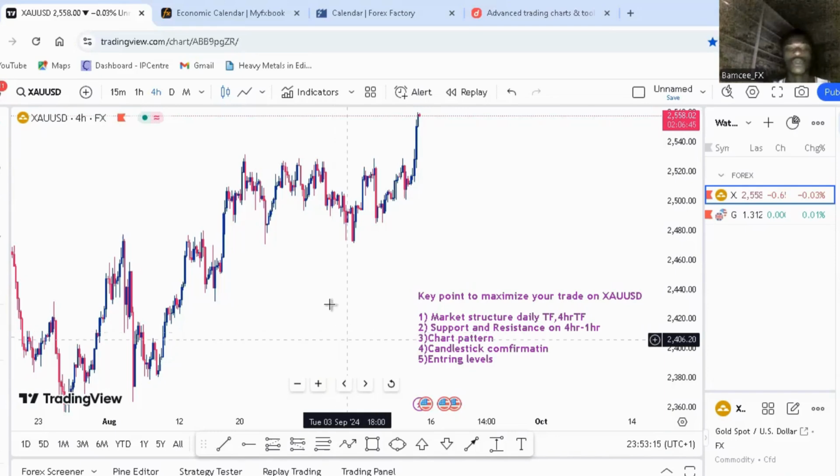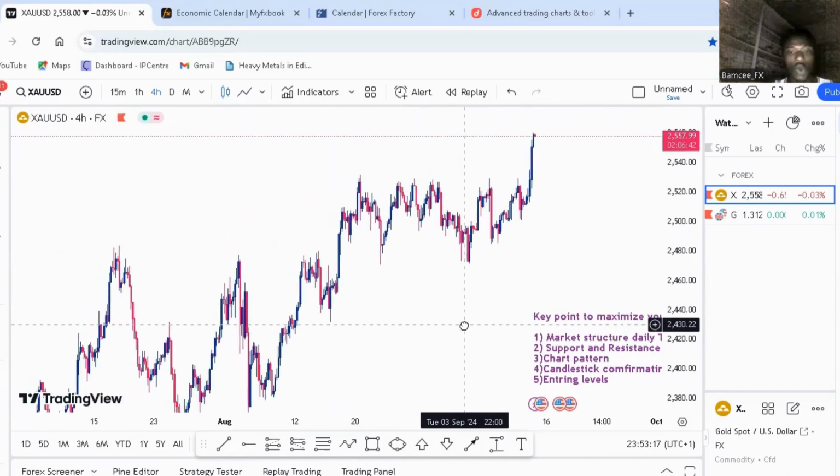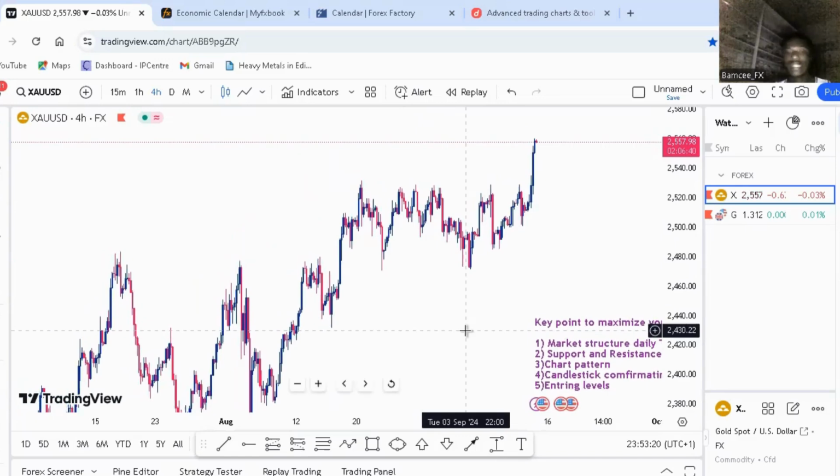Now on gold, let's move to the chart straightaway. On gold, what I basically do is that I don't just start doing a lot of drawing on my chart. I make it as clean and as easy to understand as possible, and I'm okay with that. So what I look out for is support and resistance on the 4-hour time frame, a healthy one.